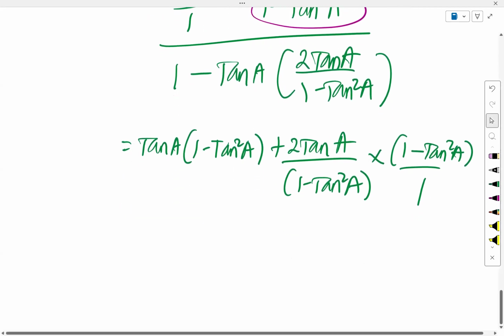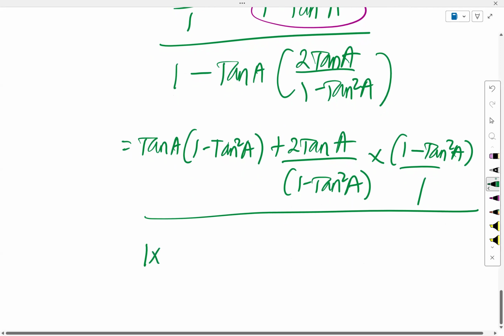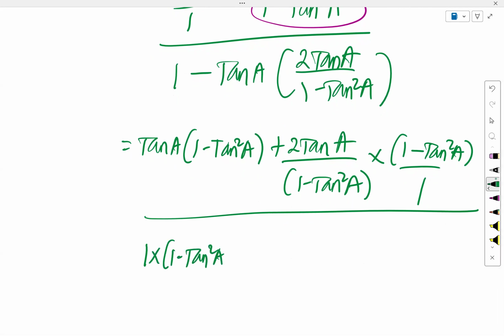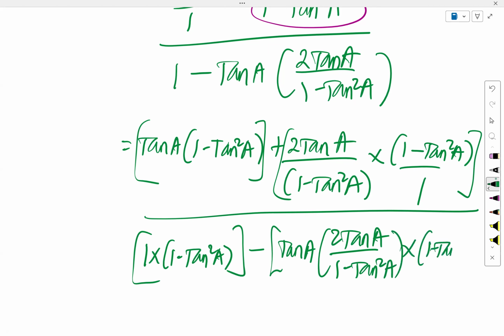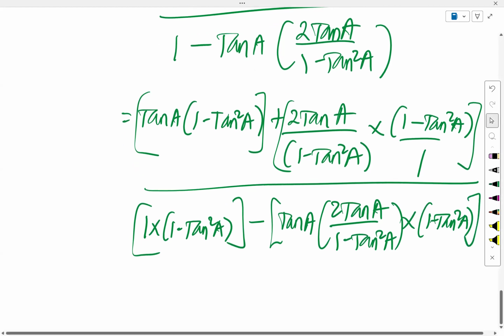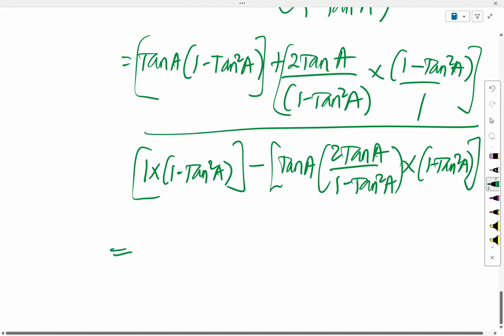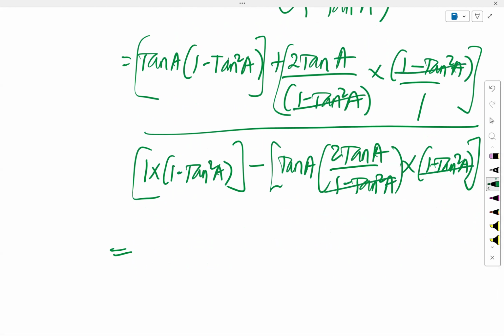If you like, you can put that over 1. All over 1 on its own multiplied by 1 minus tan squared A. This goes together, just like this goes together. So minus tan A into 2 tan A all over 1 minus tan squared A multiplied by 1 minus tan squared A. Now things will get easier beyond this point because this cancels this, and this cancels this.